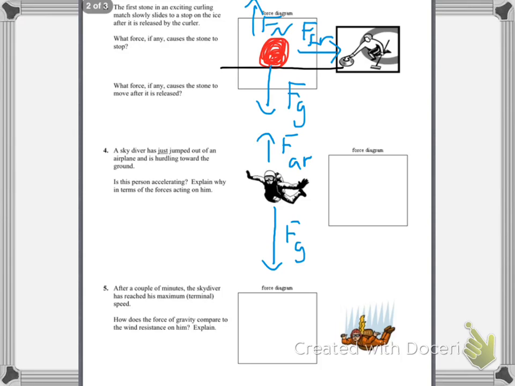Now after a couple minutes, the skydiver has reached the terminal velocity. When they've reached max velocity, that means the person is no longer accelerating. They're just traveling at a constant speed. So now we have our force due to gravity. And here it says, how does the force of gravity compare to wind resistance? We'll call air resistance the wind resistance. It all means the same thing. So now the force due to gravity is equal to the air resistance, and so now he's moving at a constant rate.